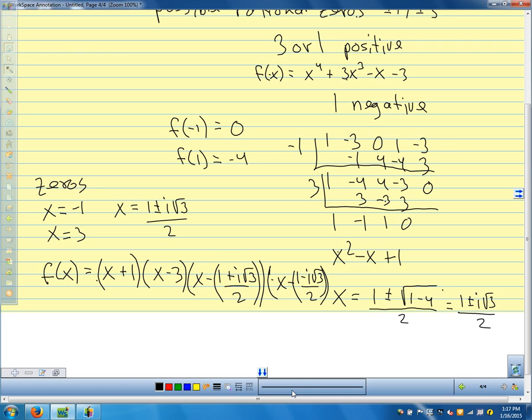And I'm just going to move this so it looks a little.